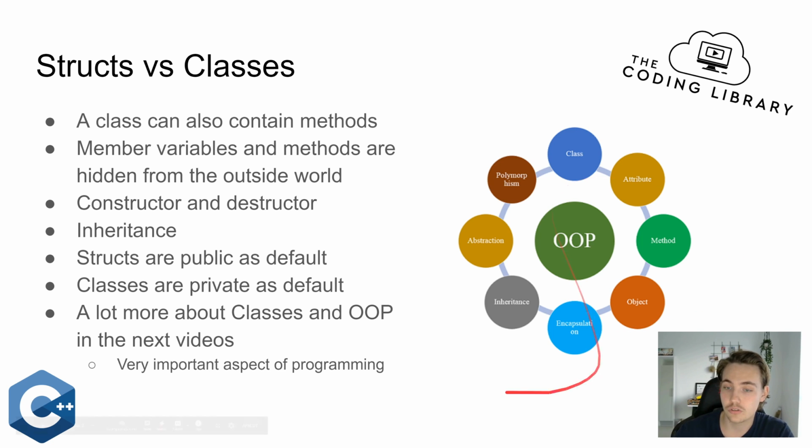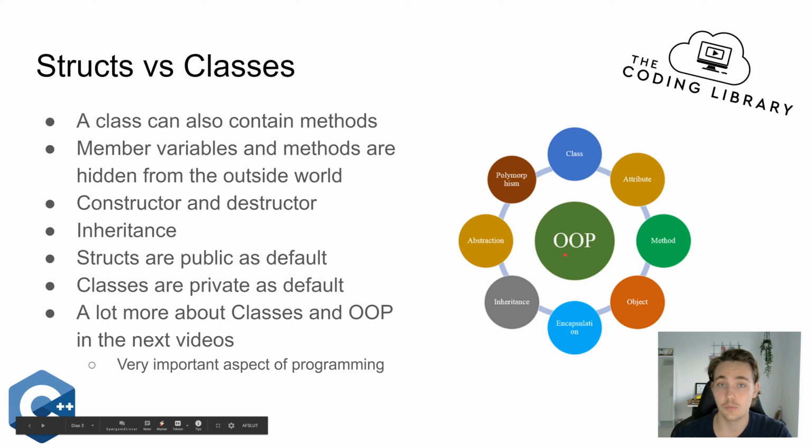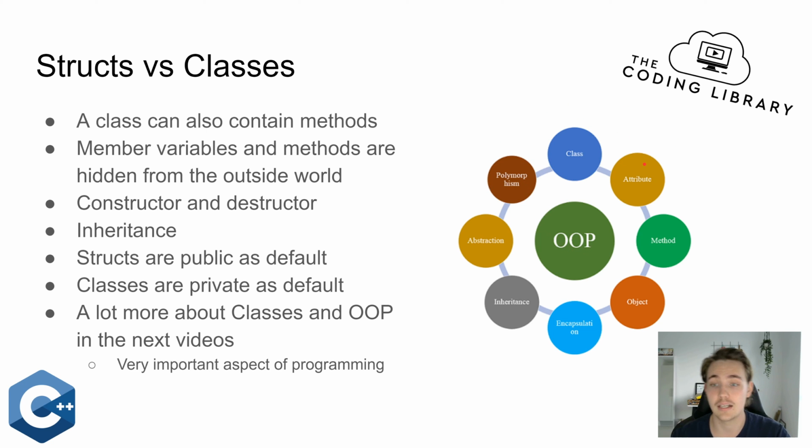So we have this circle over here with object-oriented programming, and we're going to have videos describing all of these aspects. We have a class, and that class can have attributes and methods, and we can create objects of that class. We can also have encapsulation, inheritance, abstraction, and polymorphism. We're going to talk more about that in later videos.